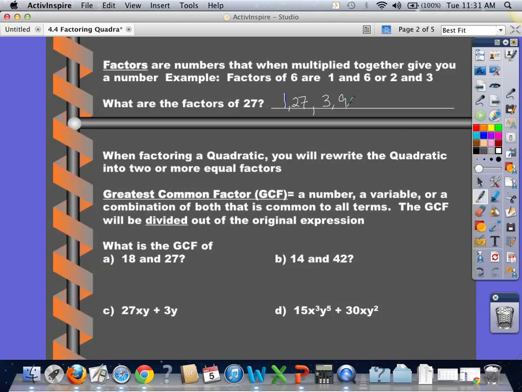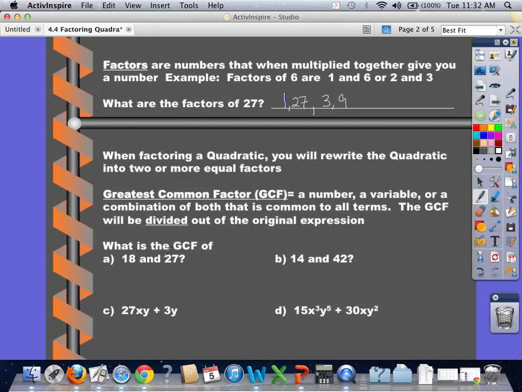You want to find the biggest number that can come out of both 18 and 27. All right, so let's look at this. I can take a 9 out of 18. Can I take a 9 out of 27? Yes, if I can take a 9 out of that, and this, that's probably the highest one, then that is going to be my GCF.